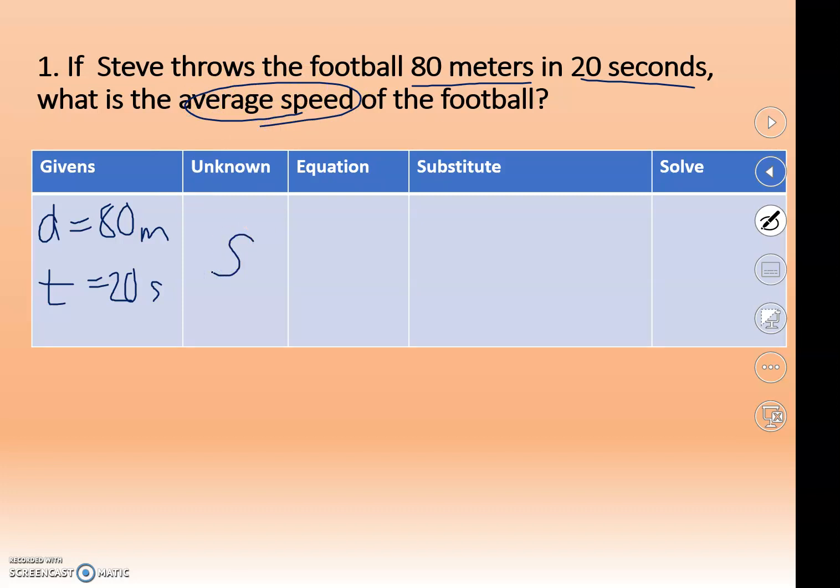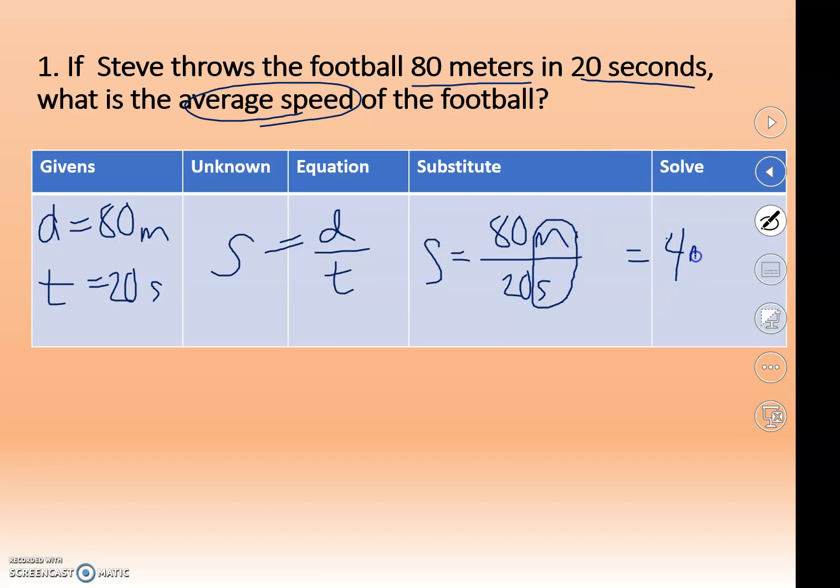From your notes, you should be able to tell me that the equation for speed is distance divided by time. All right, now you substitute or you plug in. So we have speed is equal to distance, our 80 meters, divided by our time, 20 seconds. So when you solve this, 80 divided by 20 is 4. And our units, we still have meters over seconds, so meters per second. Remember, for speed, we are doing m/s, meters per second.